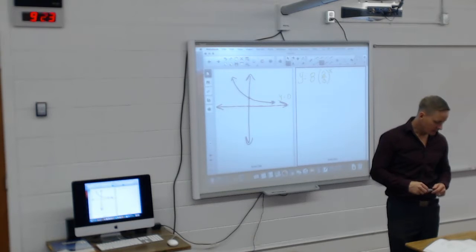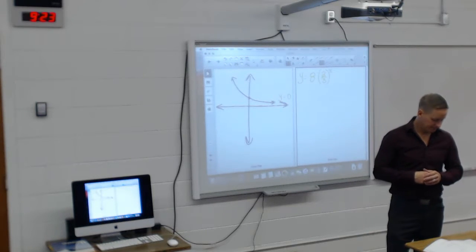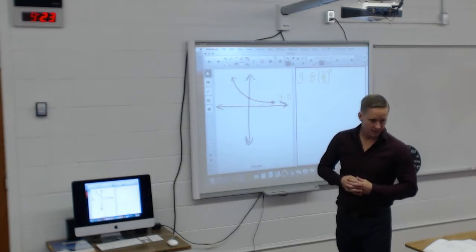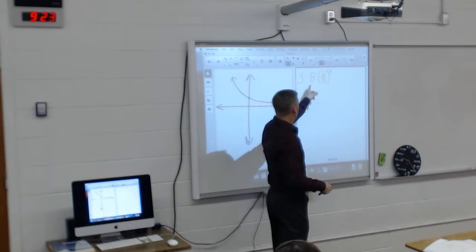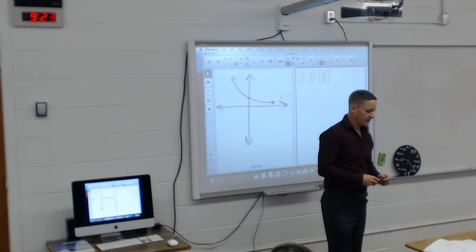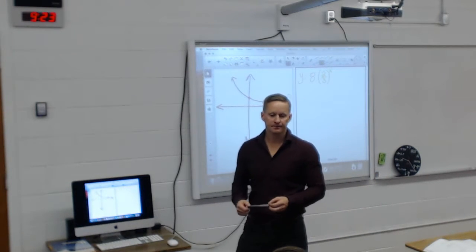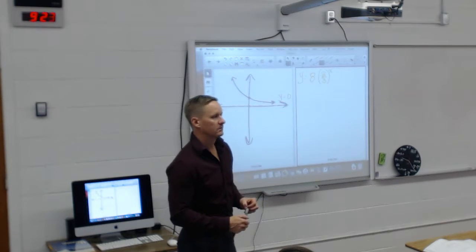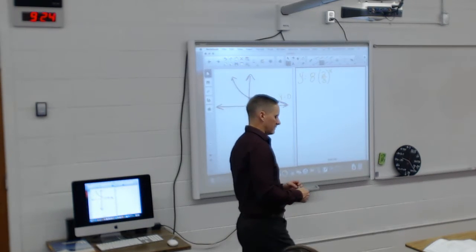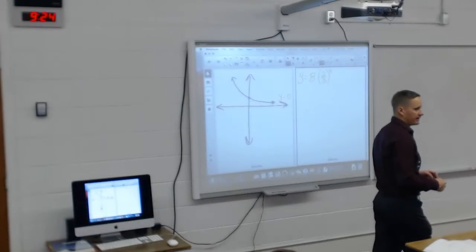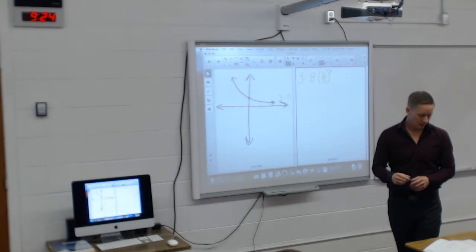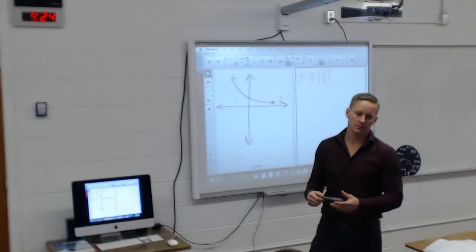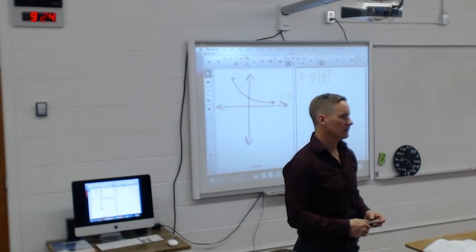All right. Let's look at page 180. Without graphing, let's answer some questions. How many x-intercepts? 0 x-intercepts. Good. What's the domain? x is any real number. What's the range? y is greater than 0. What's the y-intercept?